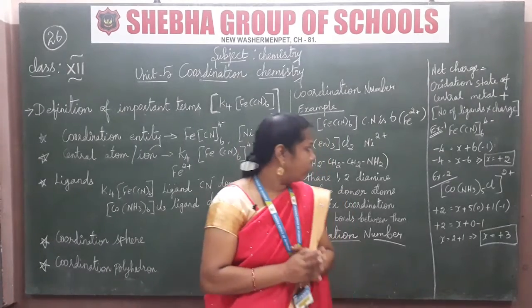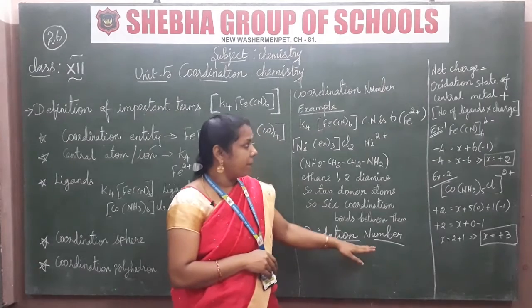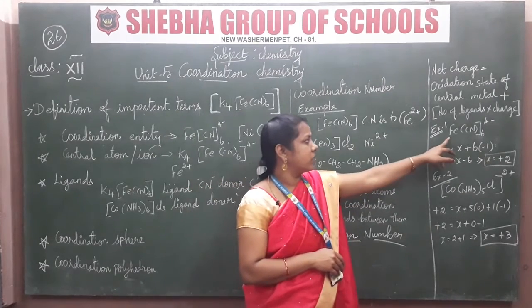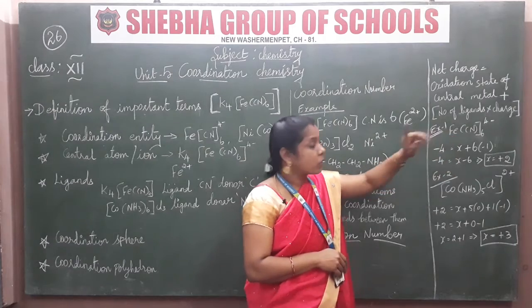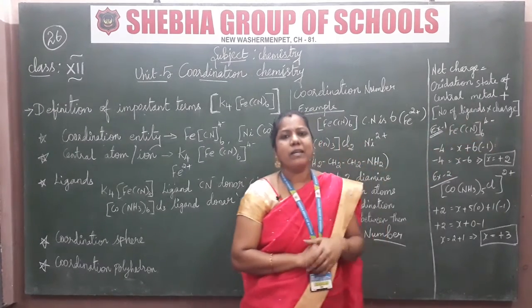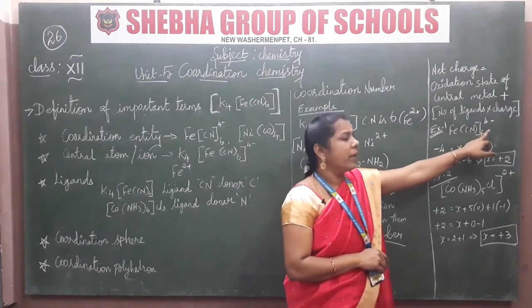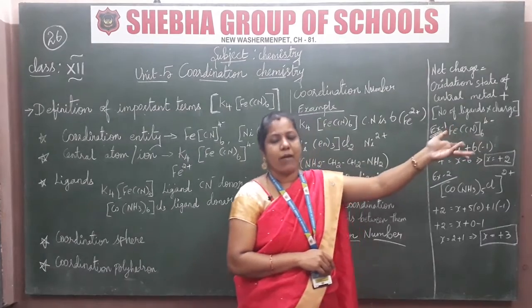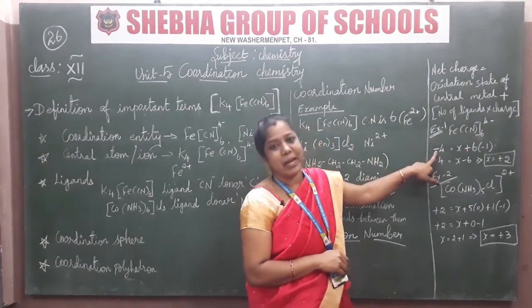So I am going to give 2 examples for this oxidation number. First example, the ferrocyanide, that is the first question. So we have the net charge. What is the net charge for this? Obviously 4 minus. If not mentioned, it is neutral. You have to mention 0. Only if mentioned, you have to write minus 4.